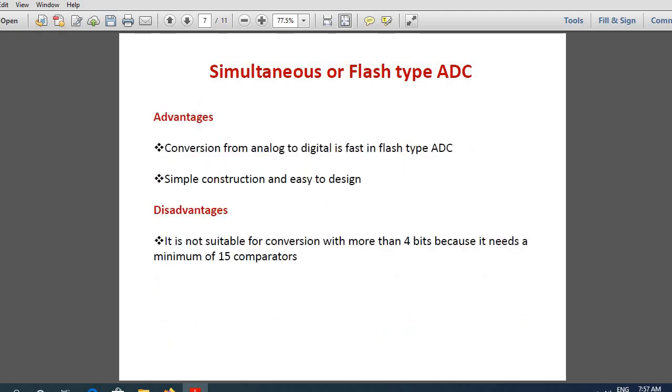Now, what are the advantages of simultaneous or flash type ADC? It is very fast, simple in construction and easy to design. But the disadvantage is that it is not suitable for more than 4 bits, because for 4 bits you need 2 raised to 4, 16 minus 1, 15 comparators. So as the number of bits in the digital output increases, the circuit becomes very large. So it is not usually used for more than 4 bits. Okay, that's all about flash type ADC.